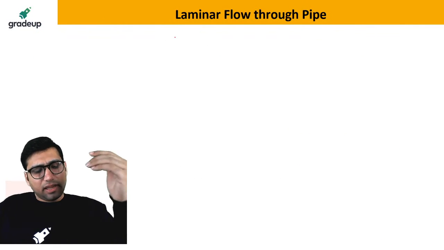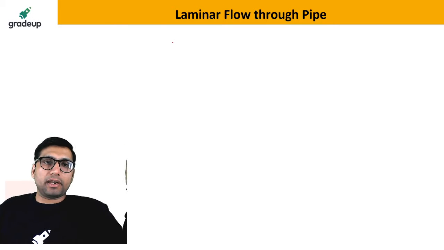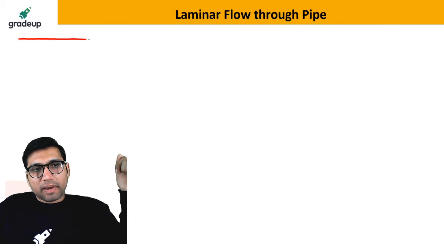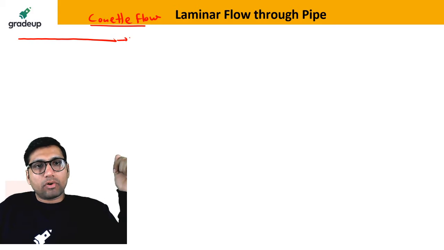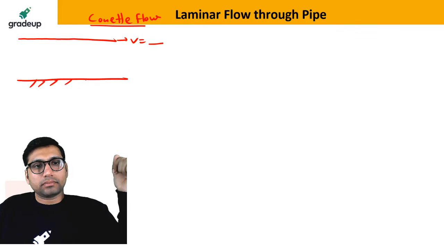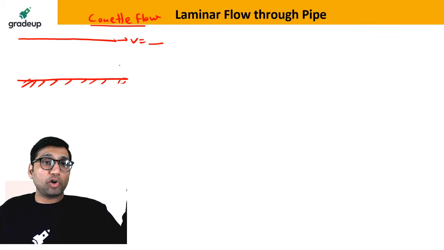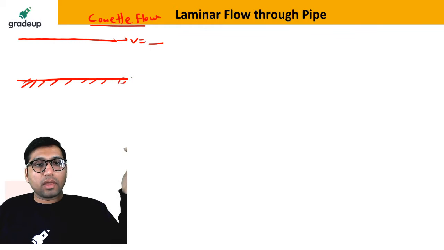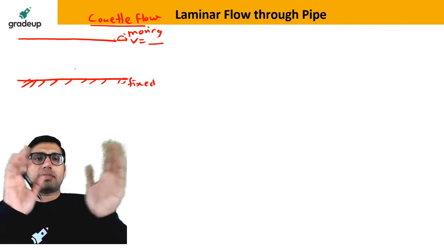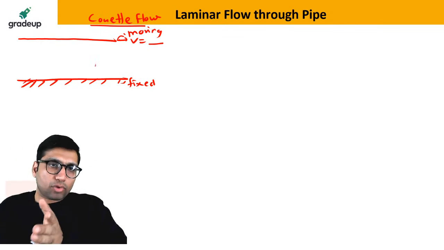So we have seen the laminar flow between two parallel fixed plates. But there is one more important special case which is called Couette flow. What is Couette flow? It is a special case in which the upper plate is moving with some velocity and the lower plate is fixed. If laminar flow is taking place between two plates, one plate is fixed and the other plate is moving with a velocity V. Everything is the same for the laminar flow in this Couette flow condition.